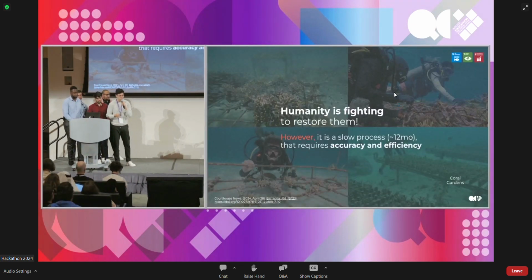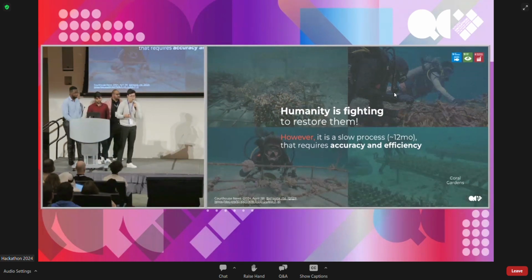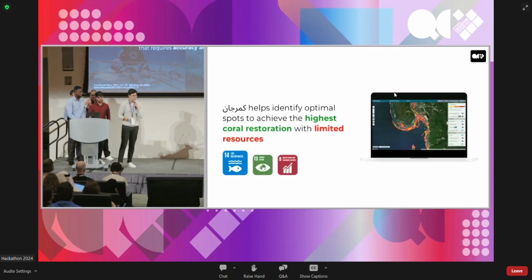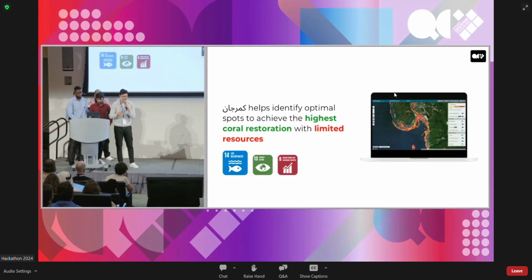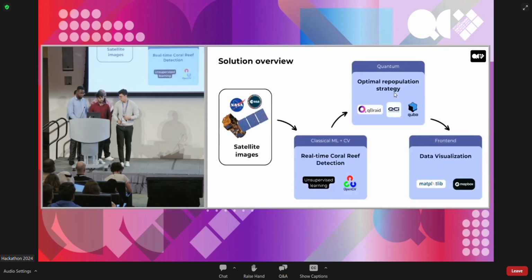Specialists are fighting for the corals. They're trying to use artificial corals and plant them under the ocean, but this process takes time and requires accuracy and efficiency. This is exactly what we're tackling. QMorjan helps identify optimal spots to achieve the highest coral restoration with limited resources.